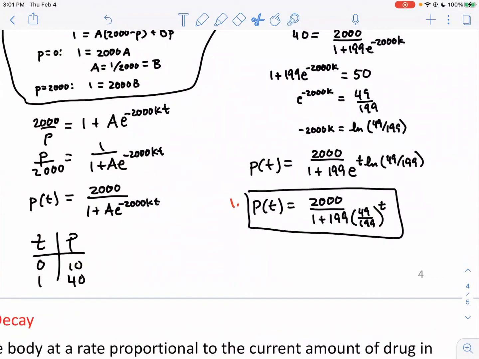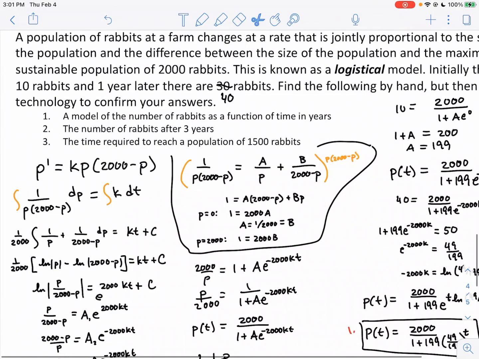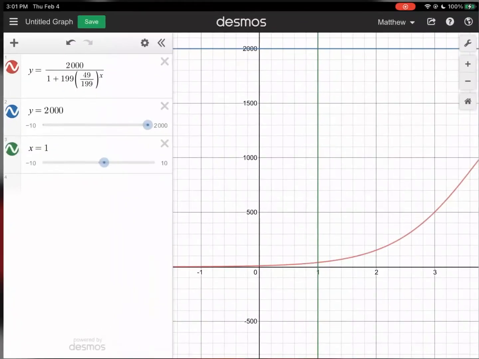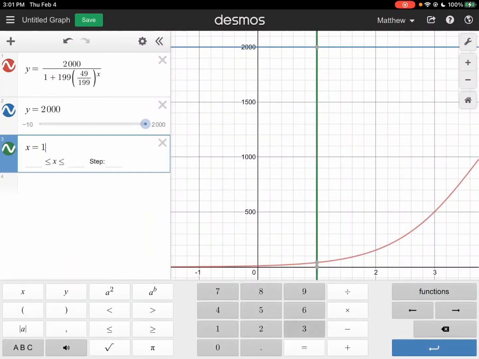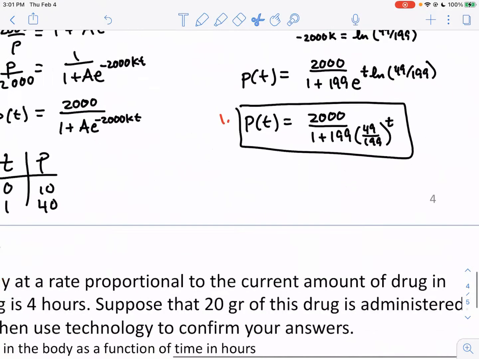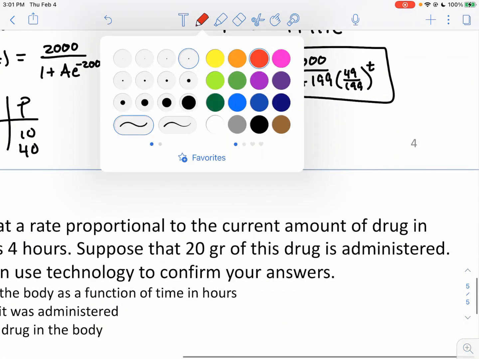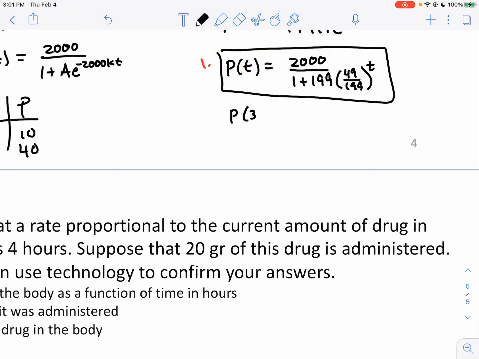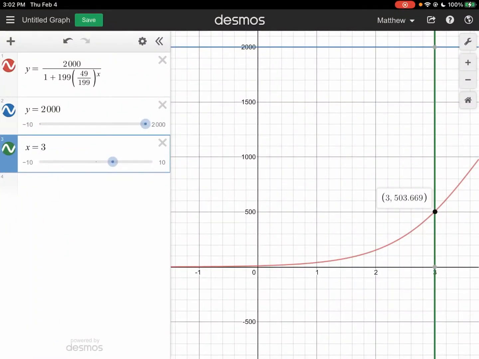Okay, now we're prepared to answer really easily the other 2 questions. Find the number of rabbits after 3 years. So we just have to take the model and change this x here to 3. Not 13, but 3. Find that point right there, and approximately 504. We'll round up to the nearest rabbit. So P of 3 is approximately 504 rabbits.